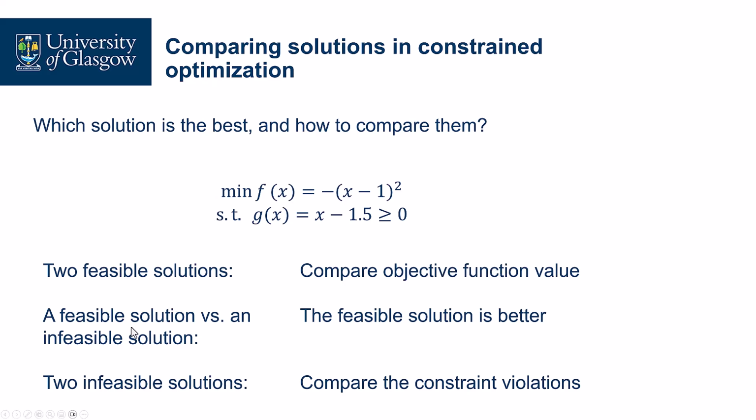When one solution is feasible and the other is infeasible, we always think the feasible solution is better, because we want to minimize this objective function under the condition that the constraint can be satisfied, right? So the feasible solution is better. When we find 2 infeasible solutions, what will we do? We compare the constraint violations. The one with the smaller constraint violation is better because it's nearer to constraint satisfaction, right? So these are the conditions.